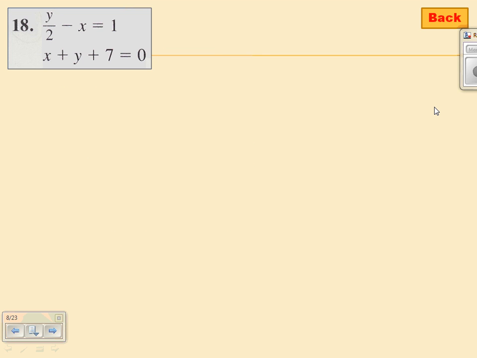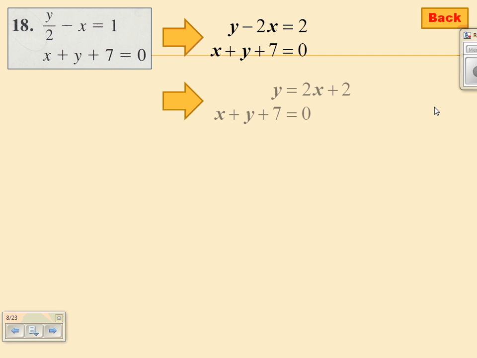For number 18, like I've done before, I want to get a variable by itself. But number 18 is kind of complicated, especially with the fraction. So I'm going to multiply the whole top equation by 2. And therefore I get y minus 2x equals 2. I will then get y by itself for the top equation. And then I get y equals 2x plus 2.